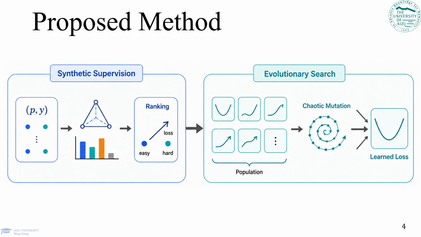Now I will introduce the proposed method. EDL has two main parts. First, synthetic separation in probability space. We generate prediction label pairs and define a ranking signal. Second, evolutionary search with chaotic mutation. We search for a stable and useful loss shape. Together, these two parts allow us to learn a loss without real images in the pre-training stage.